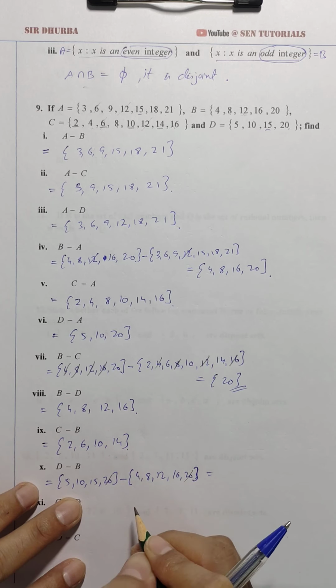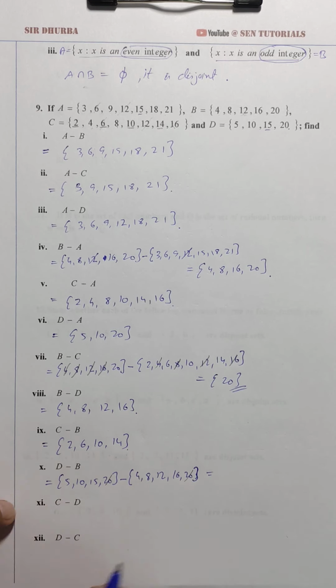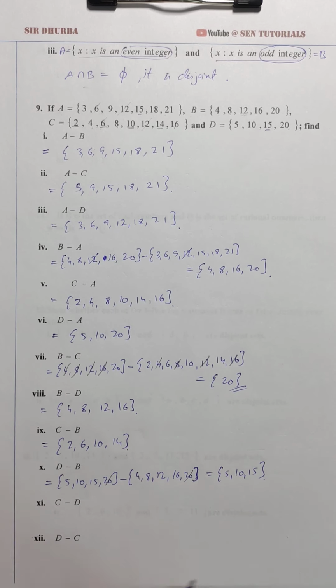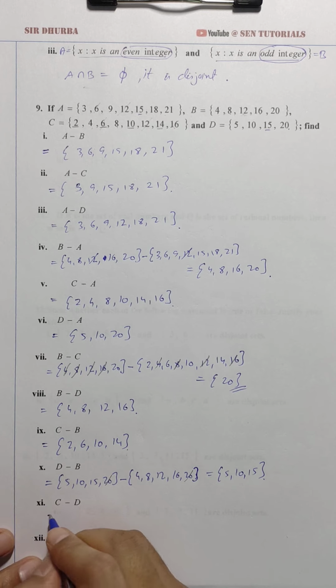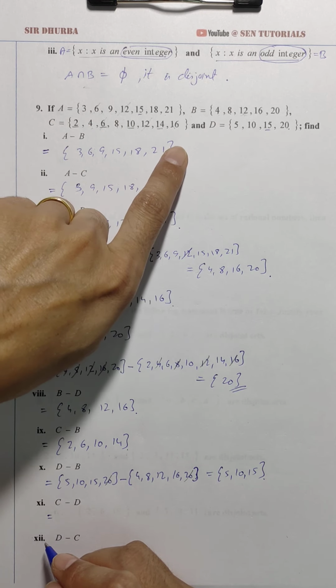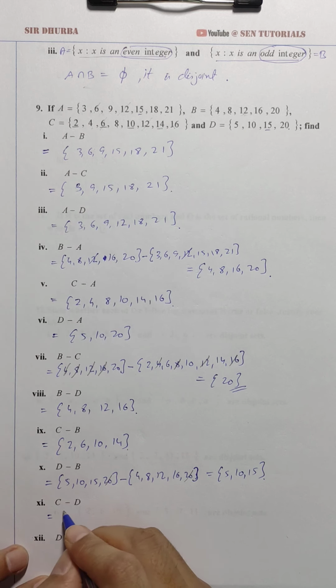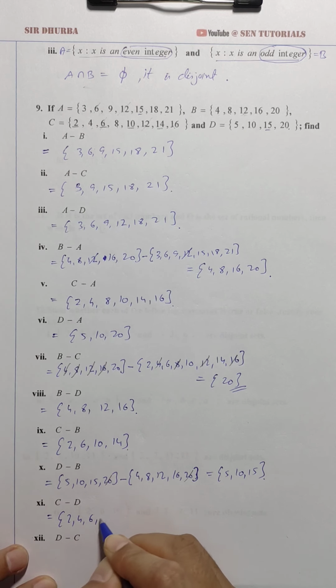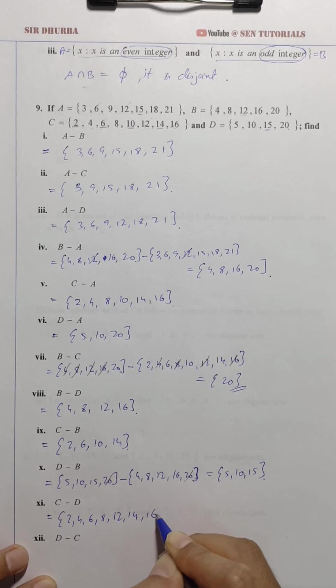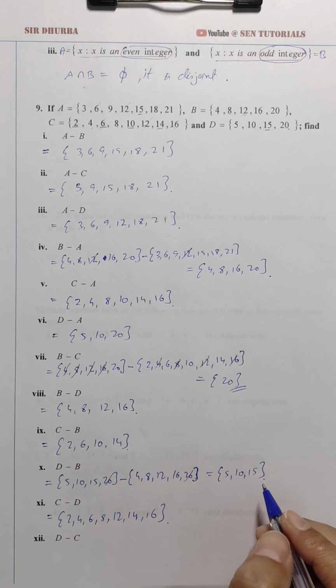20 I can remove. Anything else? No. So 5, 10 and 15 are the elements that are left. Similarly, c minus d. C minus d, only 10 I can remove. So 2, 4, 6, 8, 12, 14, 16.